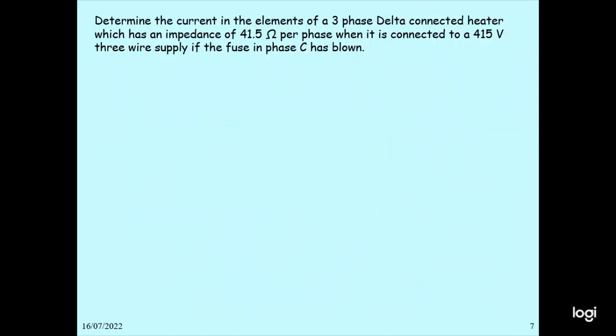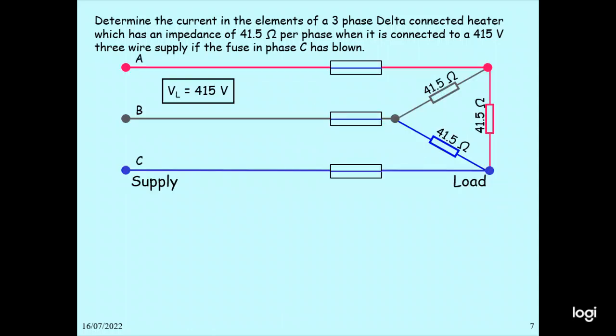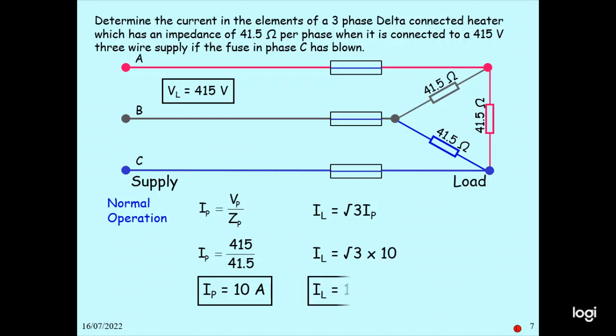The next problem. Determine the current in the elements of the three-phase delta connected heater, which has an impedance of 41.5 ohm per phase when it is connected to a 415 volt three-phase supply, if the fuse in phase C has blown. So in this case, this is the delta connection, 41.5 ohm. Delta connection, supply voltage V equals 415 volt. So first, in normal operation with the complete supply for the delta connection, I phase equals V phase by Z phase. So 415 divided by 41.5, you get I phase equals 10 ampere. Then you can also calculate the line current. So line current is root 3 times phase current.